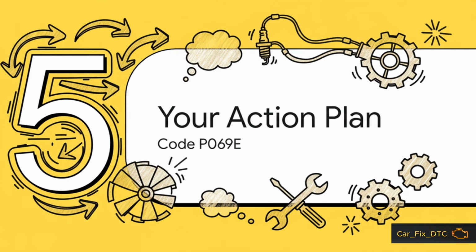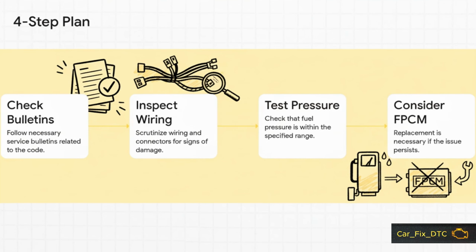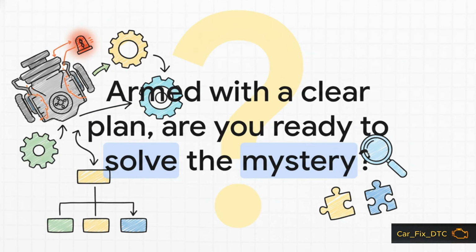Okay, let's pull all this information together into one simple, easy-to-remember action plan so you can tackle this code like a pro. And here it is, your 4-step plan. Number 1, always, always, always check for those service bulletins first. It's the easiest potential fix. Number 2, get your eyes on the wiring and connectors and look for any physical faults. 3, test that fuel pressure and make sure it's where it needs to be. And finally, step 4. If and only if those other steps don't solve it, then you can consider replacing the fuel pump control module.